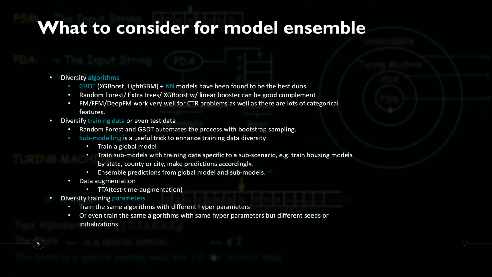But there's another trick that has not been noticed by many people. It's called TTA, test time augmentation. It's pretty much like the data augmentation we talked about. But typically, when we talk about data augmentation, we're talking about how to augment the data to increase the diversity of the training data. In the meantime, we can also do the augmentation on the test data.